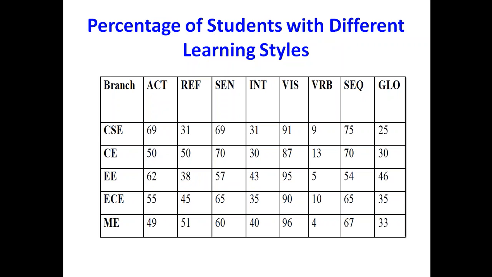After tabulating the data, we tried to calculate the percentage of students with different learning styles. And it was observed that the majority of the students from computer science and engineering, electrical engineering, and electronics and communication engineering showed a very similar pattern of learning styles. The students of these 3 branches showed their preference for sensing learners, visual learners, and sequential learners. So a definite pattern emerged as far as these 3 branches were concerned.